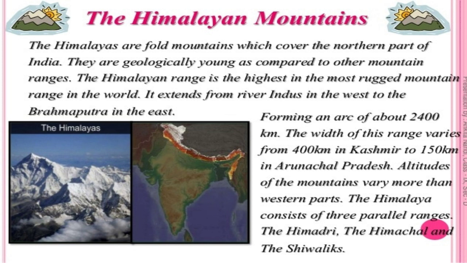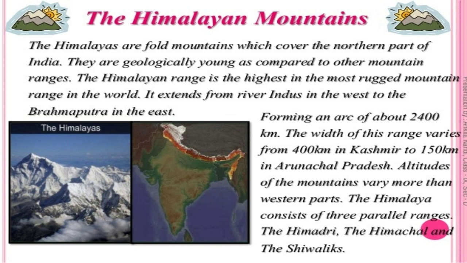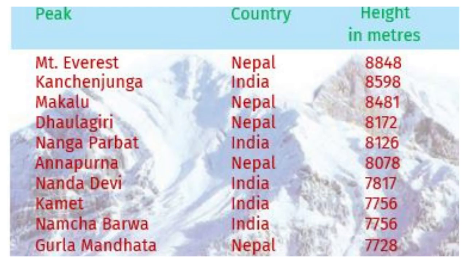A number of valleys lie between these ranges. The northernmost range is known as the Great or Inner Himalayas, or the Himadri. It is the most continuous range, consisting of the loftiest peaks with an average height of 6,000 meters. It contains all prominent Himalayan peaks. Coming to some of the highest peaks of the Himalayas, which are the highest peaks of the Himalayas?